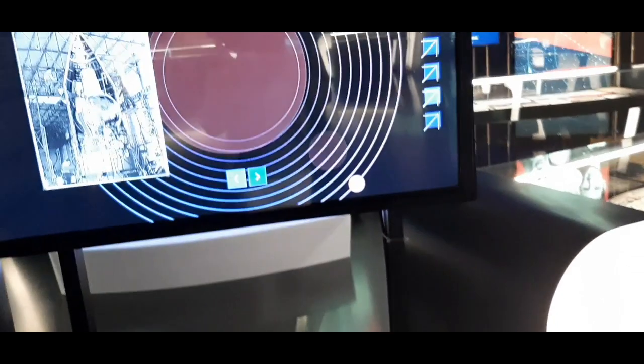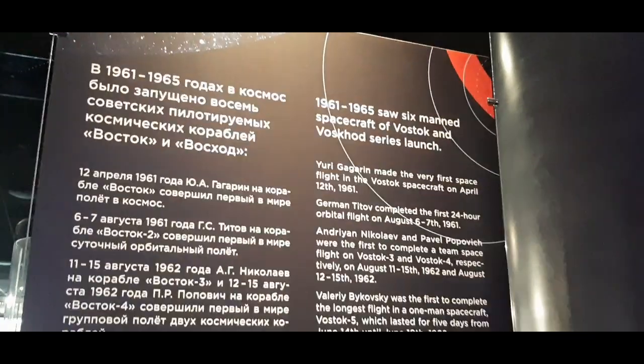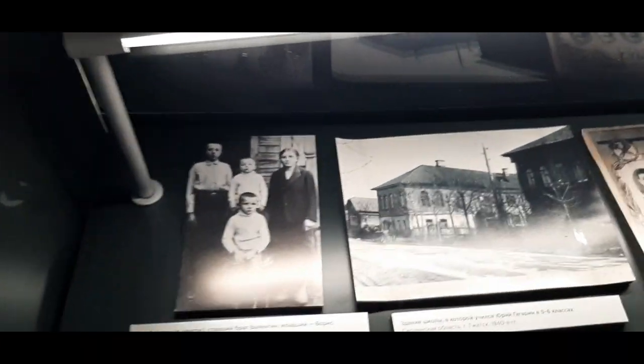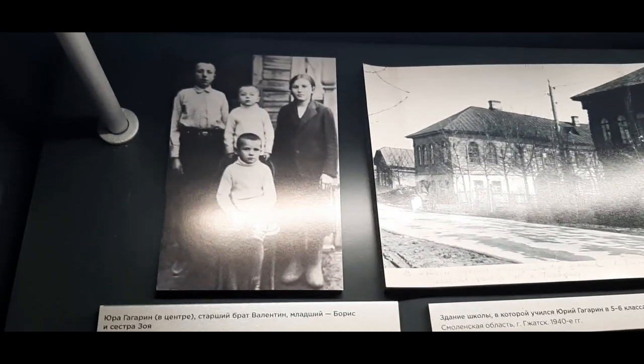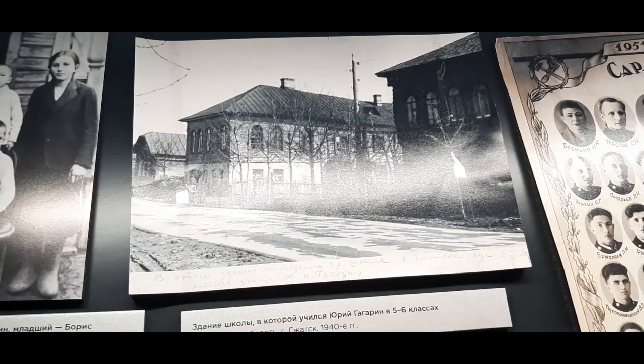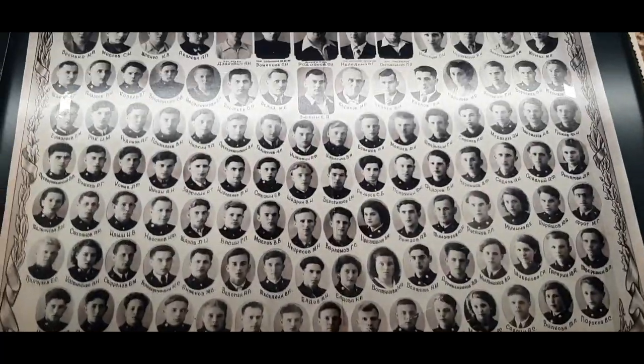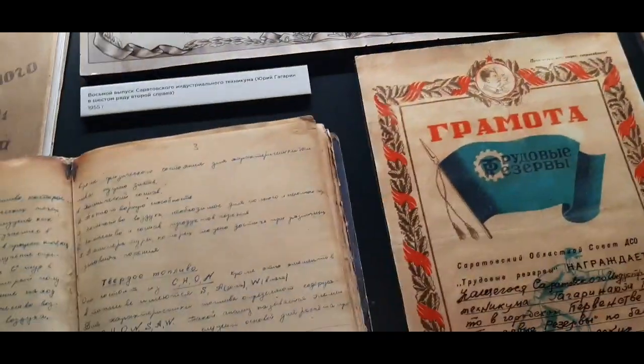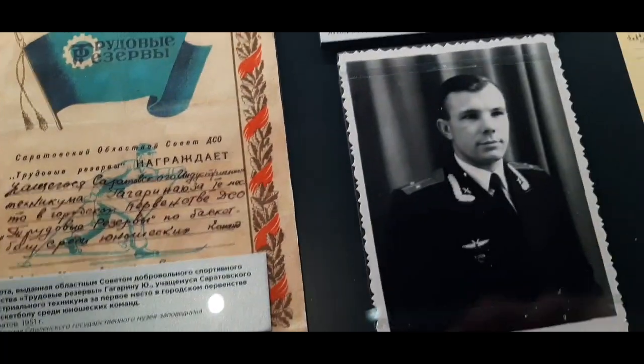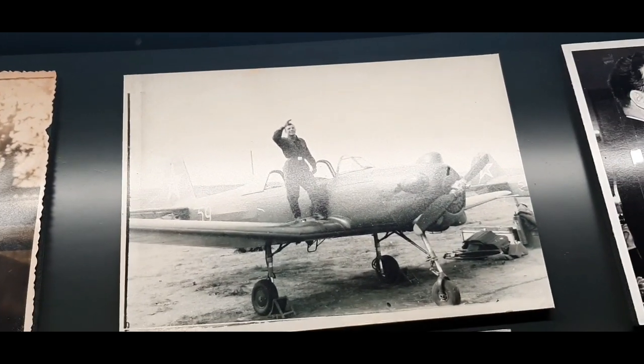Dito. Hindi pa tayo dito, kasi dito pa talaga yung mga ano nila. 1961 to 1965, so 6 manned spacecraft Vostok and Voskhod launch. Dito yung mga picture nila, nakakatuwa. 1930 to 1940, yung panahon pa ng kupong-kupong. 1946, 1951, yung mga sinaunang tao dito sa Russia. 1955, 1953, 1951. Yan, ito yung spacecraft dati nila. Ay, hindi. Aeroplane.